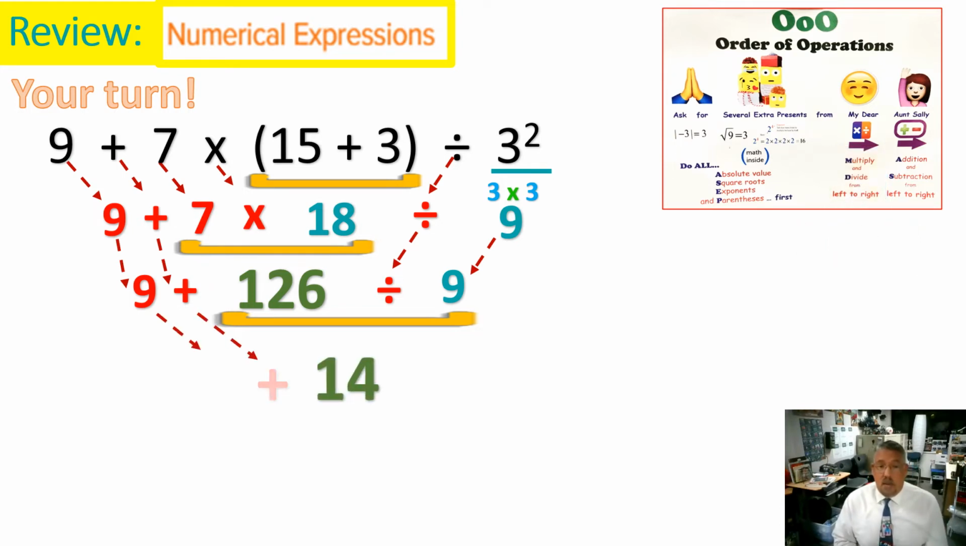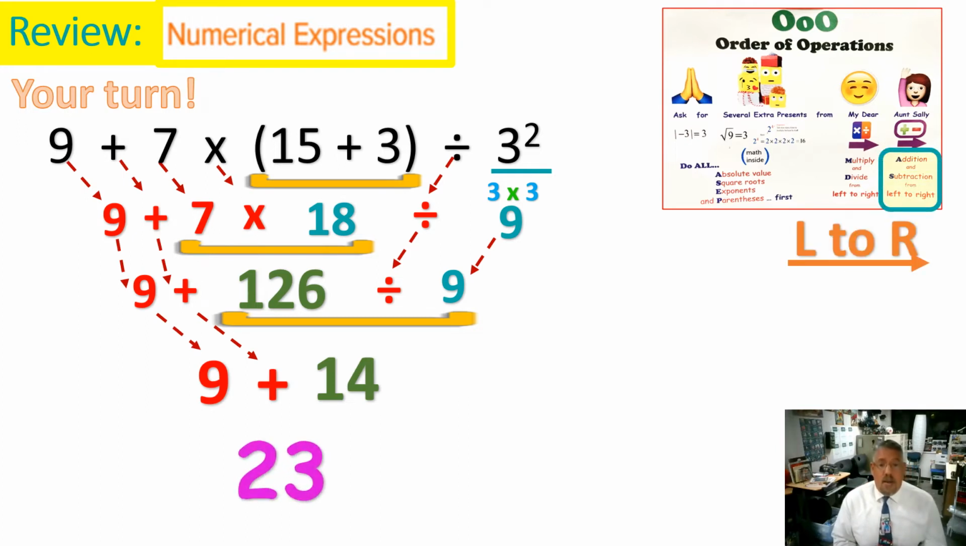When I bring everything else down, that takes me to my last step of my order of operations. I can add, and that's going to give me 23. So how'd you do? Well, if you didn't get it and you're not sure why, please raise your hand and I'll come and help you, or one of us will come and help you, because that's what we're here for.